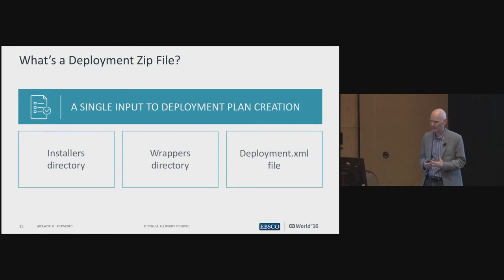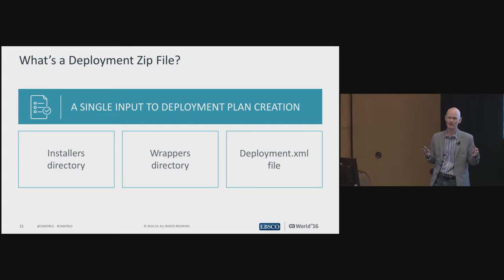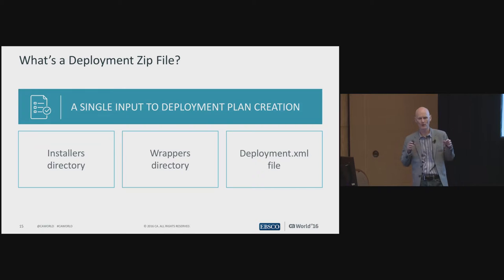The deployment zip file includes an installer's directory wherein whatever existing artifacts are currently being built for the current deployment processes go, and then a wrappers directory that contains one or more scripts used for making use of the contents of the installer's directory and scripts for doing any other automation tasks. And then the deployment.xml file that is composed of a simple structure allowing our, again, developers, DevOps folks, or even release engineers to specify the tasks necessary to actually accomplish a deployment.